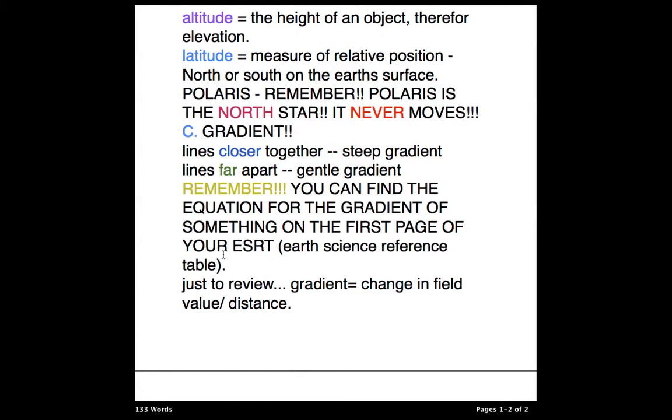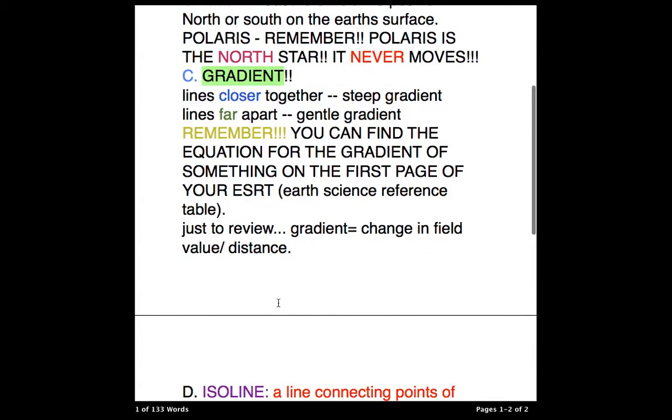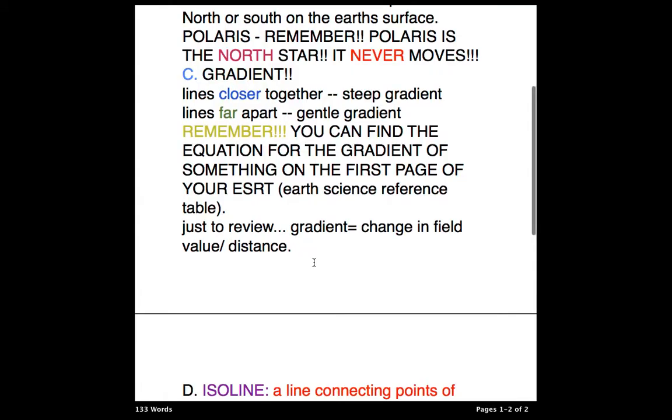And again, guys, when you are taking a test or the Earth Science Regents or anything, you need to use your Earth Science Reference Table. That ESRT is going to be your BFF, your biffle, your best friend for life. Best friend forever, because it'll help you find the answers to many questions. It's very helpful. So, back to the gradient. Just to review, gradient is equal to change in field value over distance.